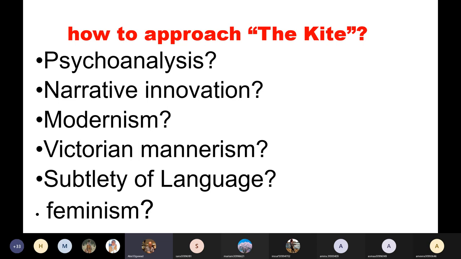I want you to read the story, which begins at a narrative innovation with psychoanalysis. التلات أربع حاجات. أعتقد كل الحاجات دي مش التلات حاجات الأولين بس اللي هم في الشريحة. Psychoanalysis. Narrative innovation, modernism, Victorian mannerism, subtlety of language, and feminism. كل دول you can find and you can encounter and you can appreciate at the very beginning of the Kite, which I want you to read for next time. كده تمام؟ If you have questions, تفضلوا.